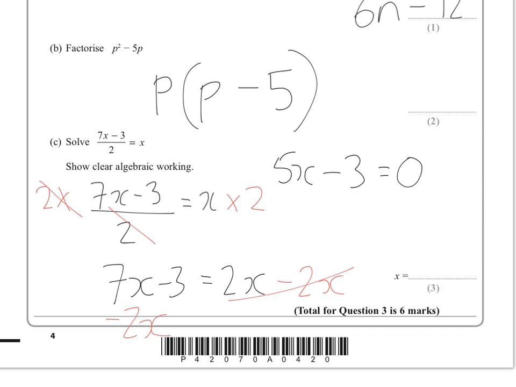Add 3 to both sides. Cancels out the minus 3. 5x equals 3. And now divide by 5. So x equals 3/5.